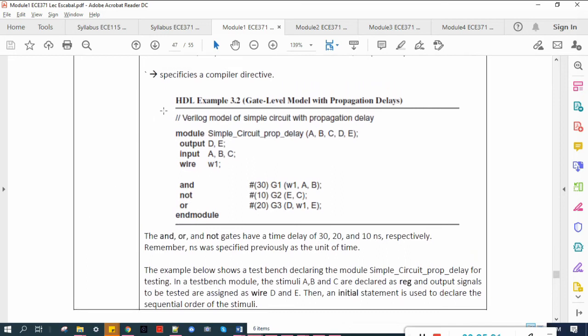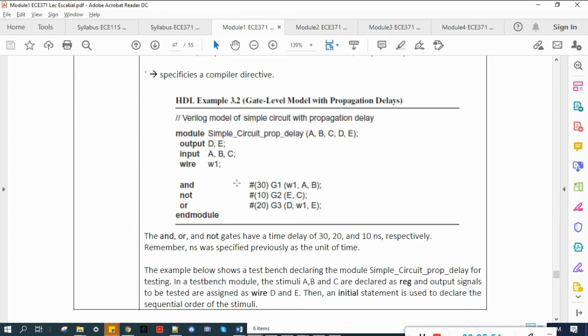We have here another example of an HDL code. This is a gate level model with propagation delays. Notice that this is just the simple circuit with propagation delay. This is the same circuit that we have in our first example of a Verilog code. We just added a delay for the AND, NOT, and OR gates.